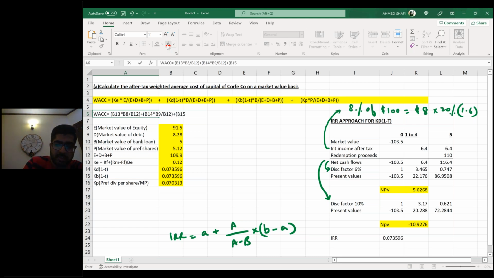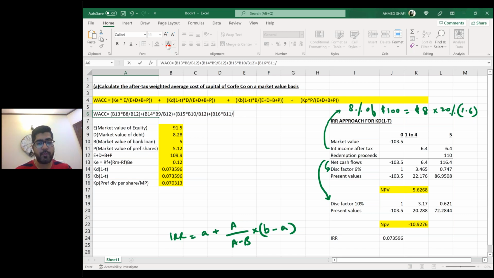B15 into B. B is in cell B10 over E plus D plus B plus P. That's B12. Bracket closed. Plus finally KP. KP is in cell B16 into P. P is in cell B11 over E plus D plus B plus P, all four, B12. That's it. Enter.